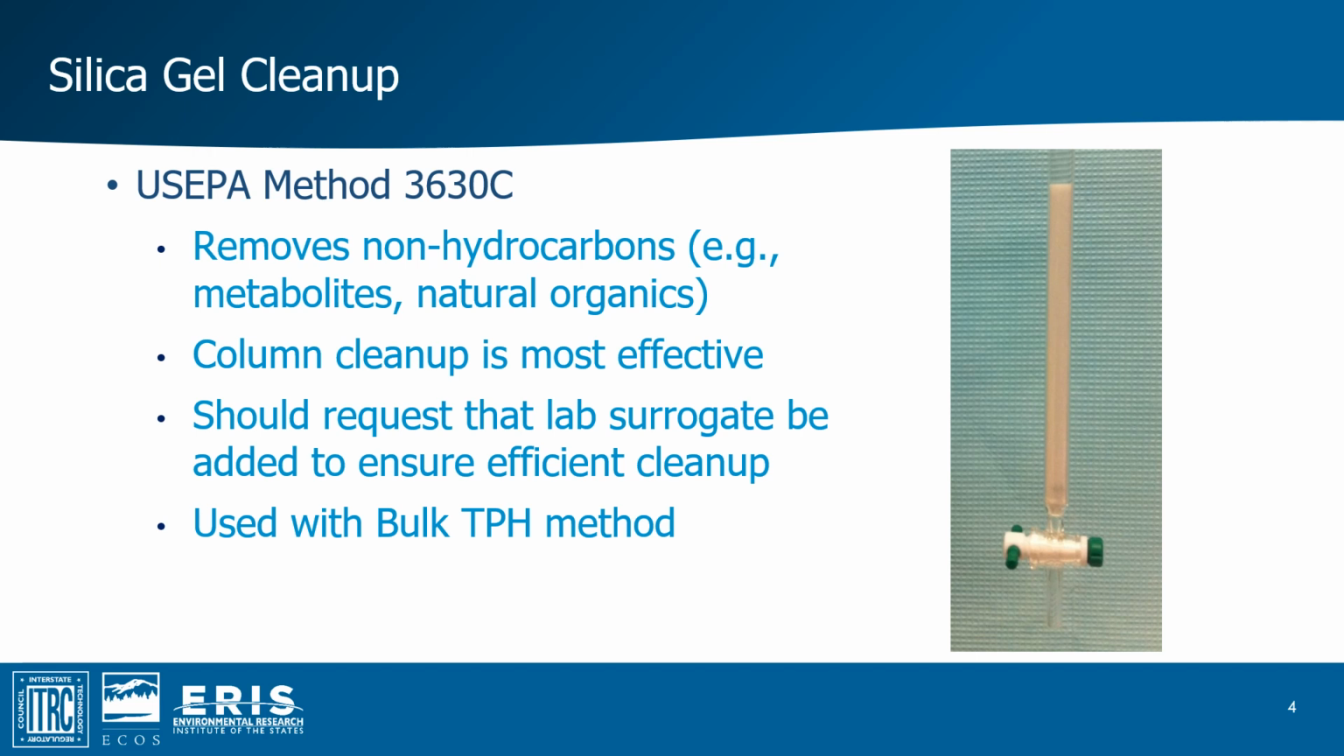This silica gel shown in the column on the right is a fine-grained version of the material that is found in various new items, such as shoes and suitcases, and is used to separate the hydrocarbons from the non-hydrocarbons. There are a variety of cleanup options, but the column cleanup is the most effective at removal of non-hydrocarbons. One thing to be aware of from a quality control standpoint, a lab surrogate should be used to ensure the silica gel efficiently retains the non-hydrocarbons.